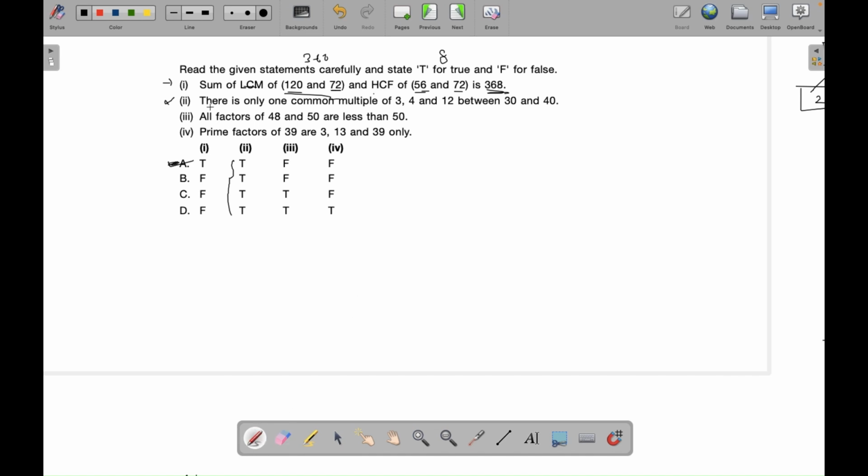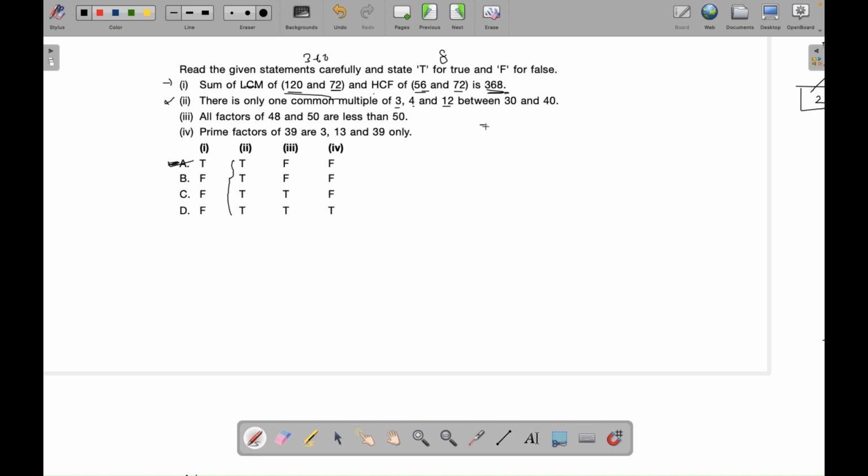So the second question says there is only one common multiple of 3, 4, and 12 between 30 and 40. Okay, so see how to solve these questions. You are given three numbers, you have to find the common multiples, right? So the best way is to find the LCM of these three numbers. How can we find the LCM of these three numbers? We can use the listing method, right?